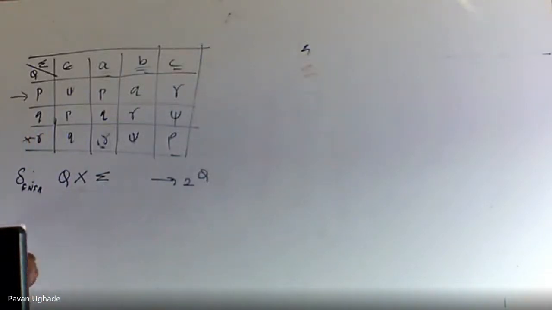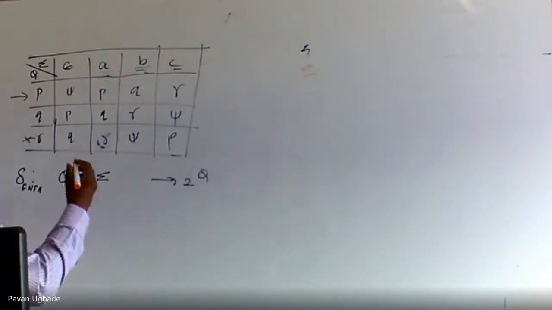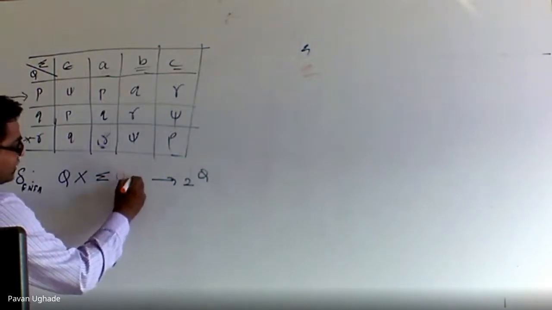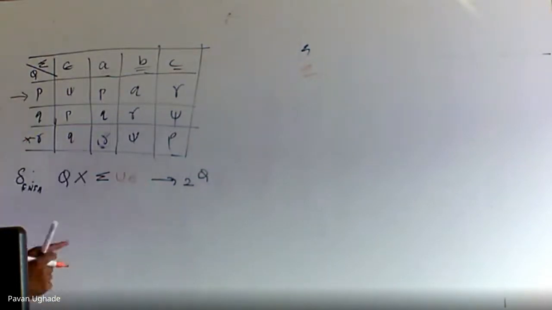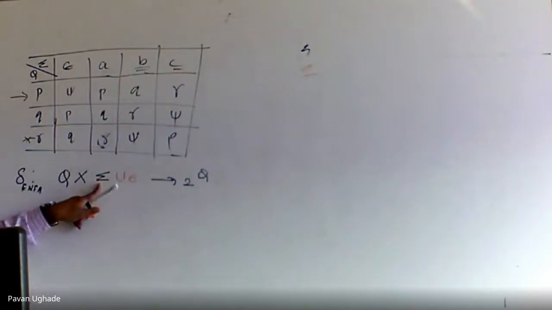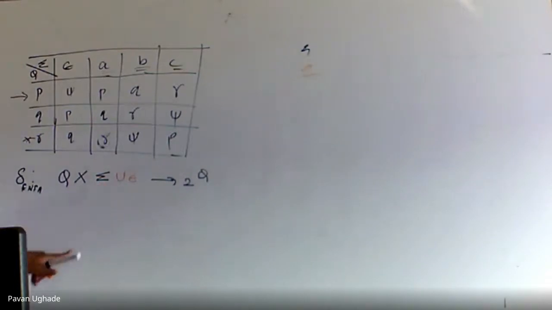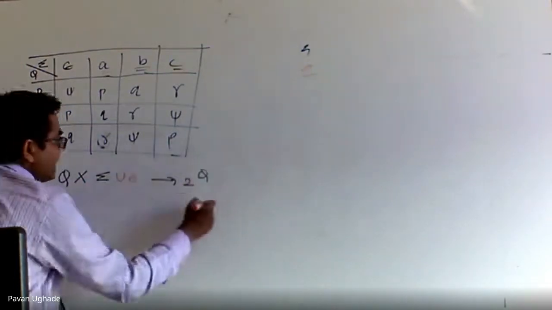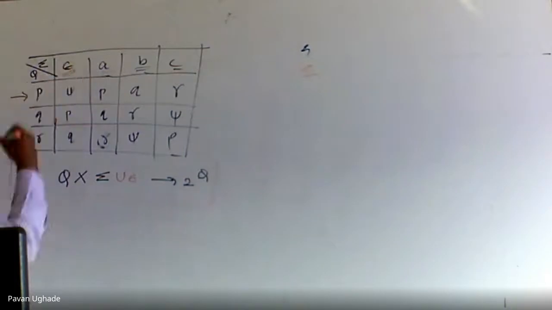Of NFA, how it differs from the epsilon NFA: it is a union with epsilon. Epsilon will be one of your alphabet. Epsilon is one of your alphabet. Okay, so this is how we will be dealing. So that is why you have the epsilon over here. This we have already discussed.